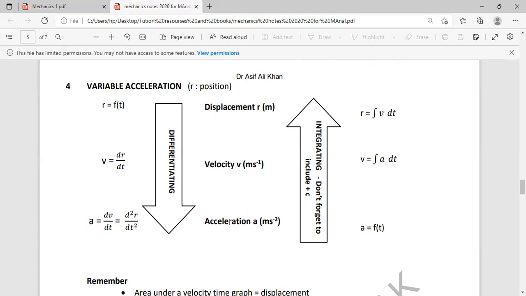So I will only give you the idea of how you can find the acceleration, velocity and displacement with the help of these two. Whenever we complete integration, we will do the reverse order of this. Whenever you have displacement, how can you find the velocity with the help of displacement?